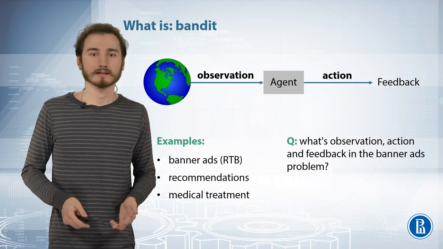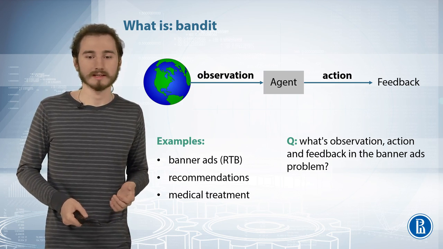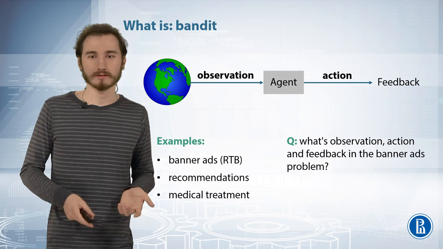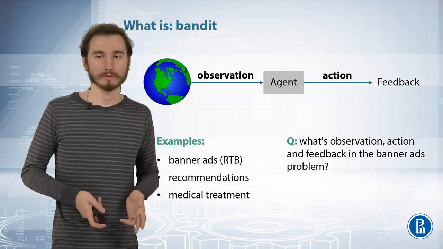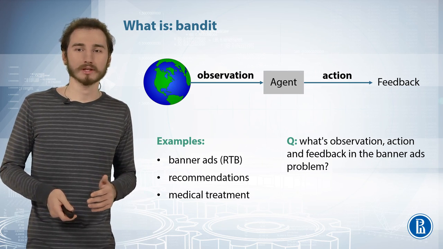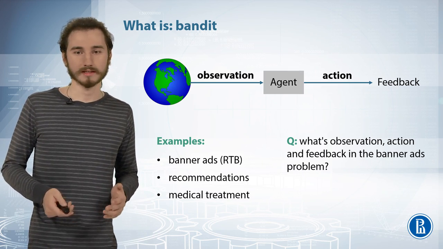So in this case, if you're trying to optimize your money and your users' happiness, how would you define the observation that your agent gets? What would you include there? What kind of actions can your agent take? And finally, what kind of feedback will he receive, and what kind of thing do you want to optimize there?